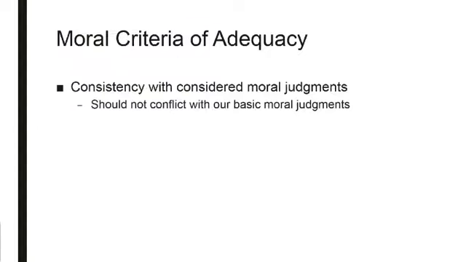First and foremost, we want our moral theories to be consistent with our considered moral judgments. In other words, they should not conflict with our basic moral judgments. We all have sort of common moral ideas. People don't like to think about it, but we do. We all tend to think that murder is wrong and telling the truth is right. We tend to think that stealing is bad and raping is bad and treating people nicely and considerately is right.